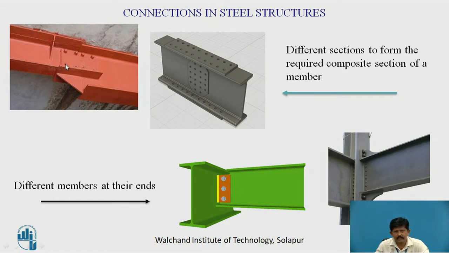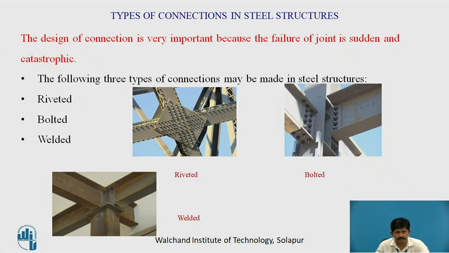So, here there are some connections. Beam to beam connections if the size is going to be reduced, and for the same size the connection is there. Here beam to beam connection is there and column to beam connection is there. So, these are some of the connections which are to be designed. The design of the connection is very important because the failure of a joint is sudden and catastrophic. There are the following three types of connections made in steel structures: riveted connections, bolted connections and welded connections.